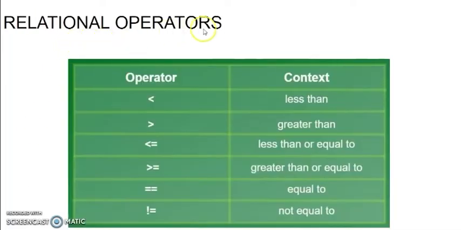Moving forward with the relational operators. Relational operators are less than, greater than, less than or equal to, greater than or equal to, and not equal to. Now let's take an example of 5 and 3. So 5 less than 3 will give a boolean output. Is 5 less than 3? No. So it will give false. And this will give true, this will give false, this will give true, this will give false, and this will give true. So these will be the boolean outputs of the relational operators.